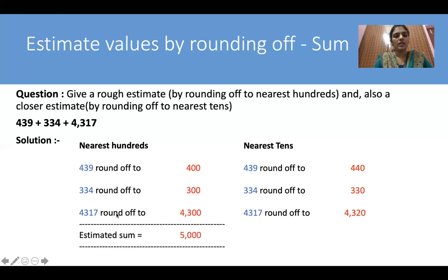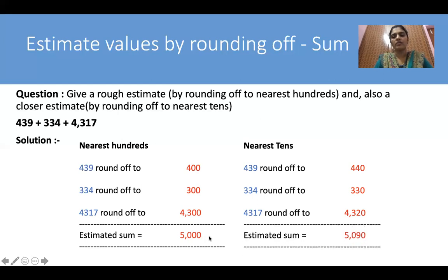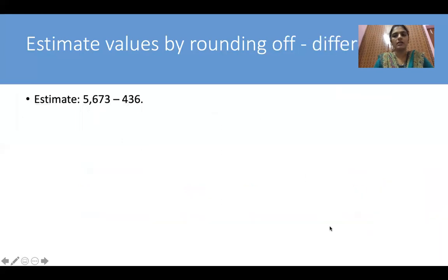So if we take the sum of these numbers, here we get 5,000 and in this case we got 5,090. Is this a better estimation? If we compare this to the actual value, this number is closer to the actual value. So the estimation to the least place value is always nearer to the actual value. Let's take another example.